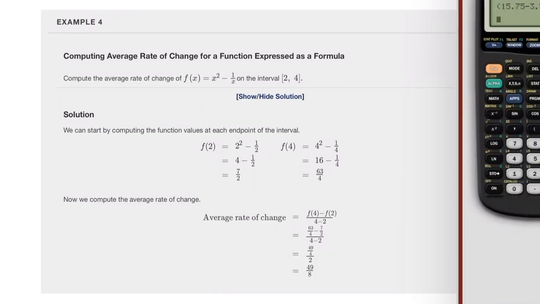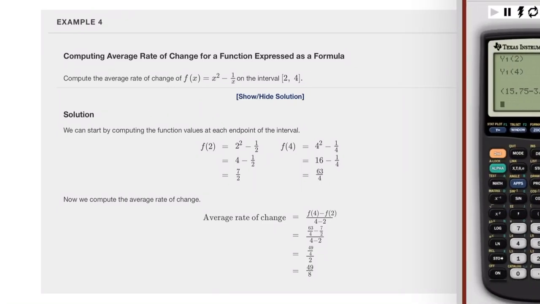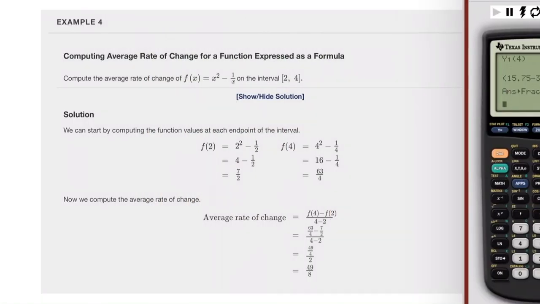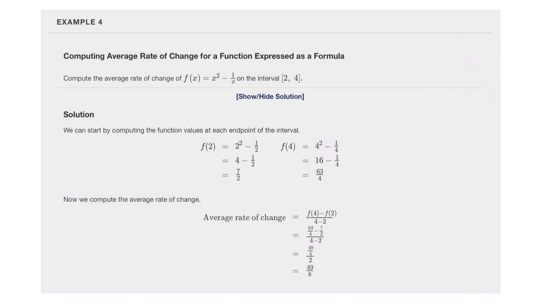Here, let me hit, I'm going to do math as a fraction. 49 over 8. 49 over 8 is good.